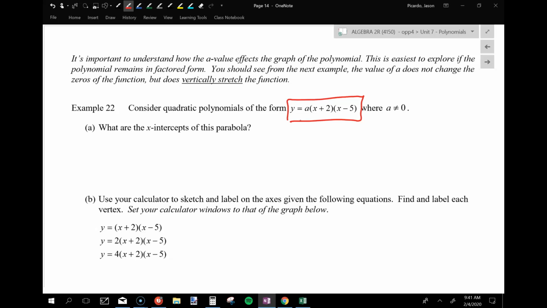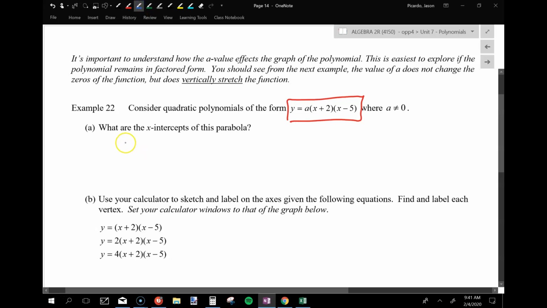Do we care what A is right now? No, because the first question says, what are the x-intercepts? Well, how do I get the roots? I set the factors equal to 0. But can A equal 0? No, because what does it say right here? It can't equal 0. Okay, so that doesn't work. So I have a root of -2.